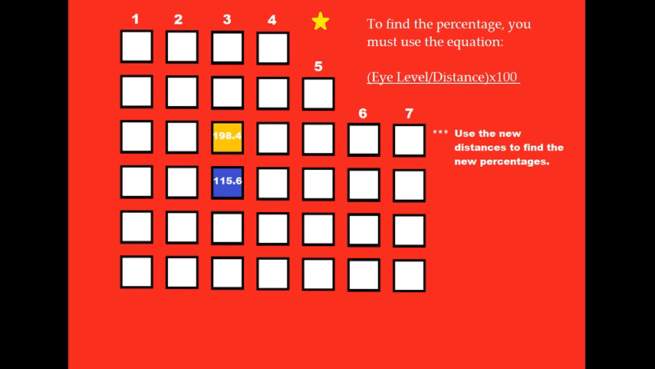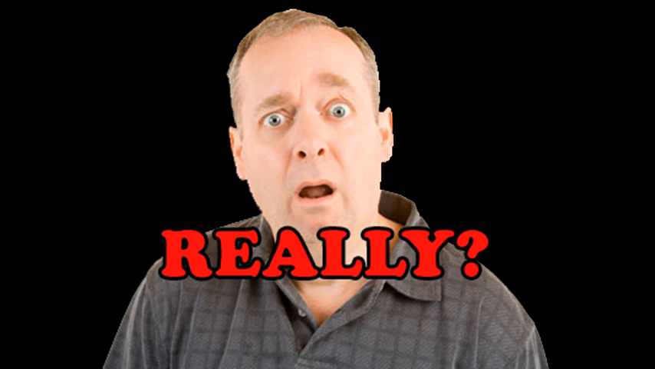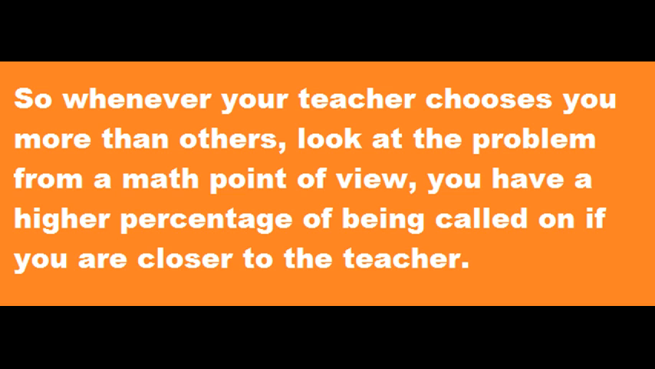That's it. Really? Really. So whenever your teacher chooses you more than others, look at the problem from a math point of view. You have a high percentage of being called on if you are closer to the teacher.